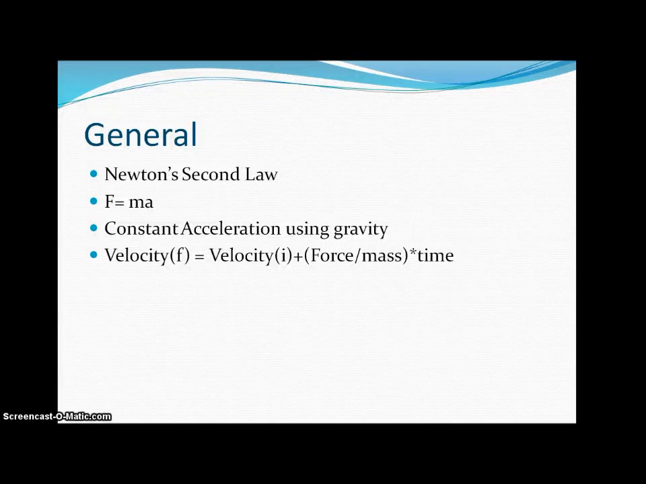In this lab, we explored motion in one direction, with constant force due to gravity. In this case, the system we examined was a paper ball which was dropped from head height and the surroundings, which is the Earth. Using the assumption that gravity is constant, we can use Newton's second law, which states that the final velocity is equal to the initial velocity plus the force divided by the mass and multiplied by time.